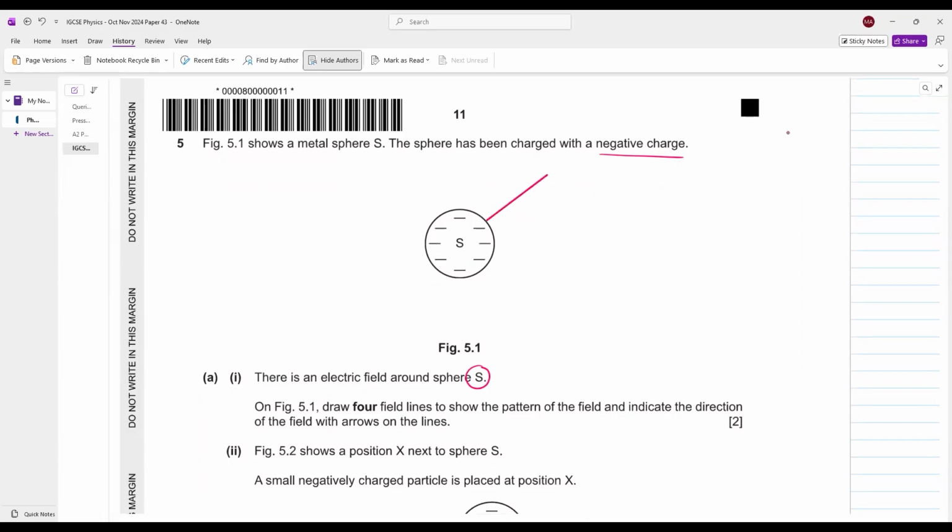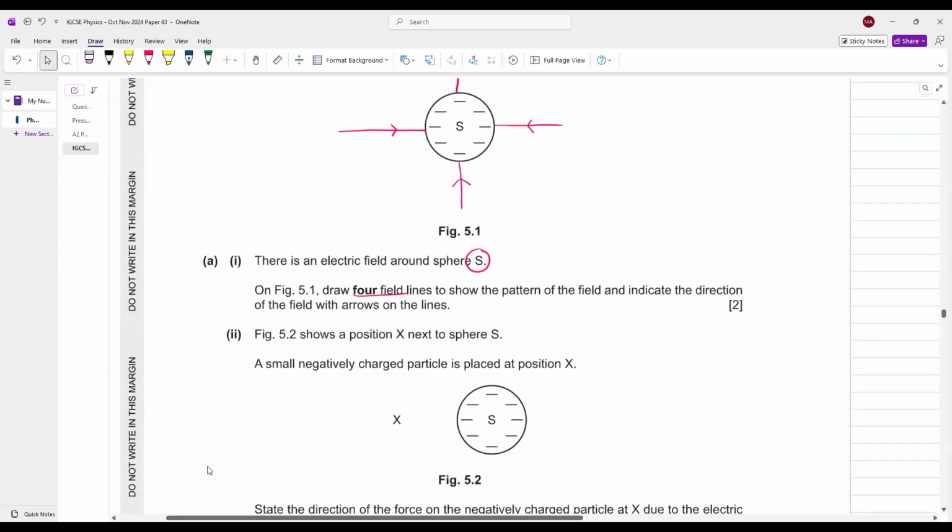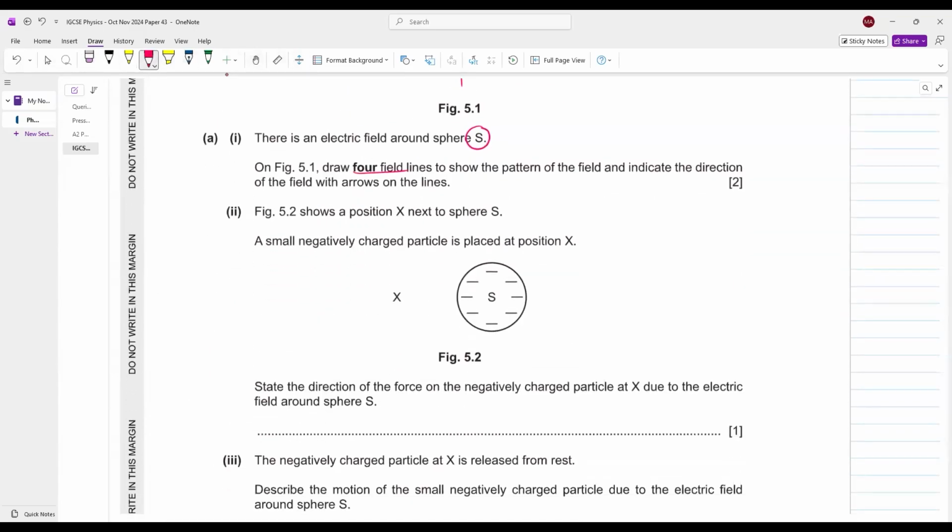So how was the electric field around a negative charge? Into the charge, like this. In a negative charge, the electric field lines are pointing into the charge. Like this. You only have to draw four field lines, so you can erase this one. Figure 5.2 shows a position X next to sphere S. A small negatively charged particle is placed at position X.